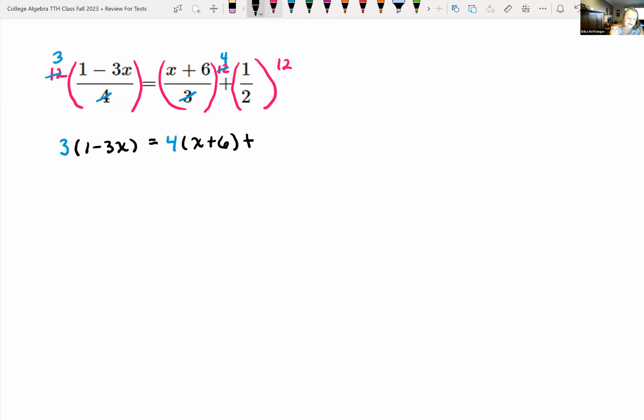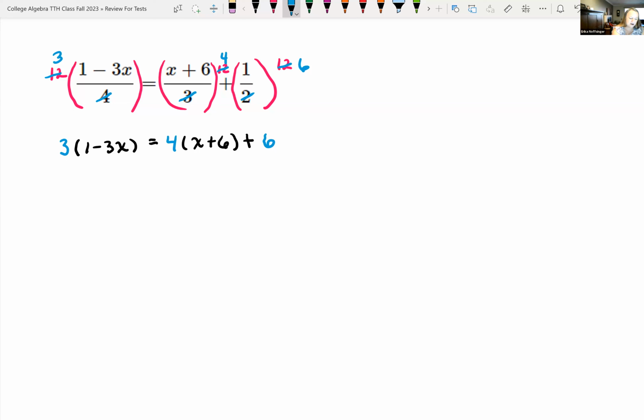Plus, and then 1/2 times 12. Well, 2 goes into 12 6 times. So we're left with 6. So let's distribute and combine like terms on each side of our equation before we start moving things around.